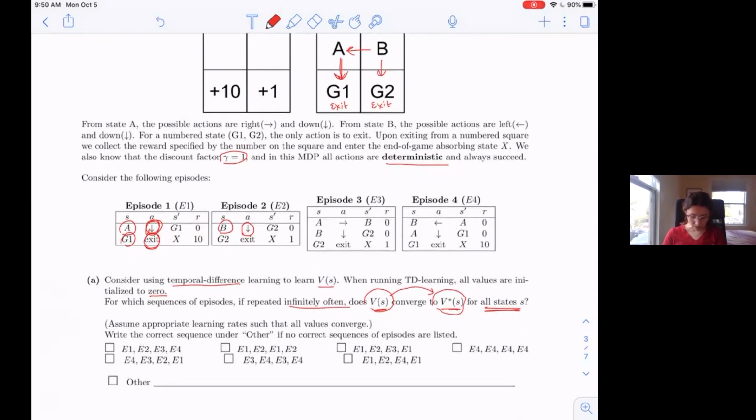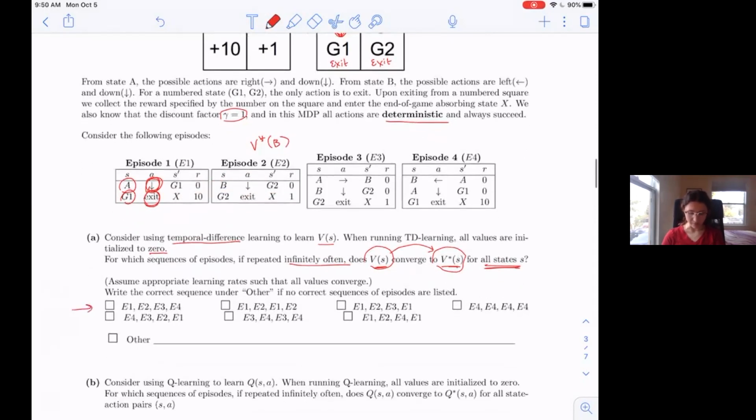So what I can do immediately is realize that adding the episode 2 samples into my learning will only help me get confused and learn a suboptimal policy, and will force the value at B to not converge to V star of B because it's executing an incorrect policy. So what I can do already is look at these candidate examples that we've been given for sequences of episodes and rule out any of those that involve episode 2.